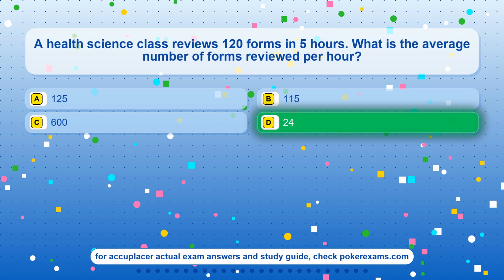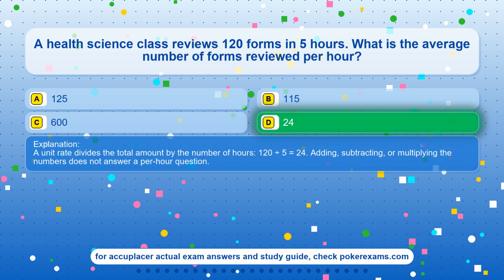The correct answer is option D, 24. A unit rate divides the total amount by the number of hours. 120 divided by 5 equals 24. Adding, subtracting, or multiplying the numbers does not answer a per-hour question.